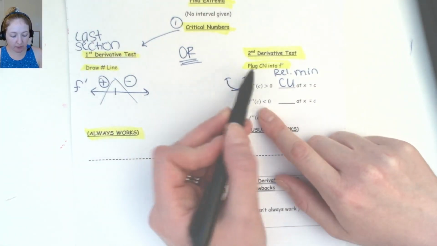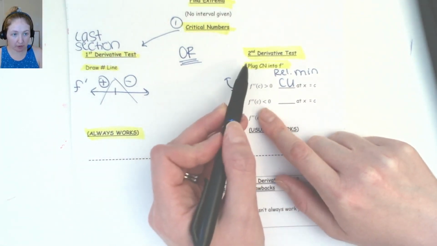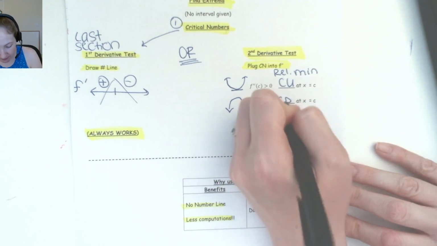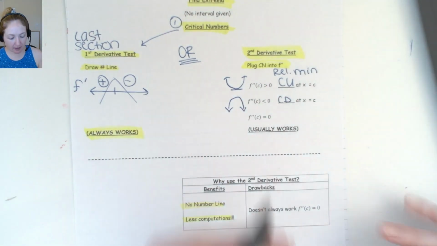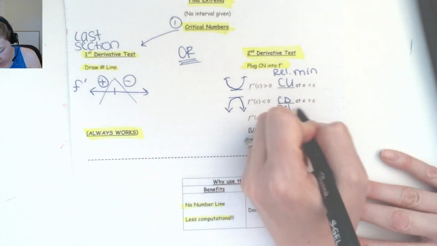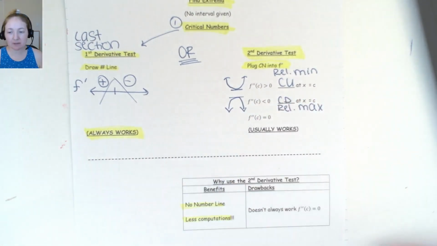Meanwhile, if you plug the critical number into the second derivative and you get that it's negative, then it's concave down. And if it's concave down, assuming you have a horizontal tangent, that will give you a relative max at that point.